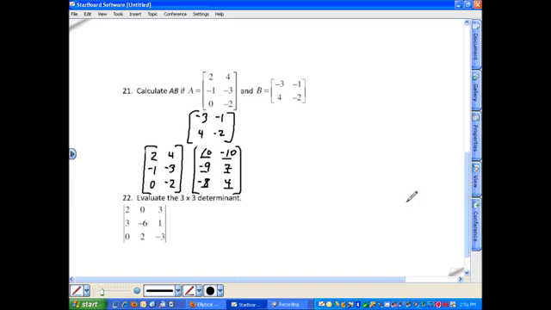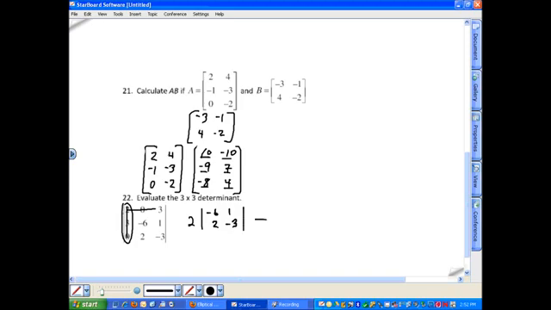Evaluate a 3 by 3 determinant. I notice that this column includes a 0 right here. So I'm going to expand along this column using the cofactors and the minors. If we choose 2 as a cofactor and cross out the row and column containing that 2, the minor that's left over is this 2 by 2 determinant, negative 6, 1, 2, negative 3.